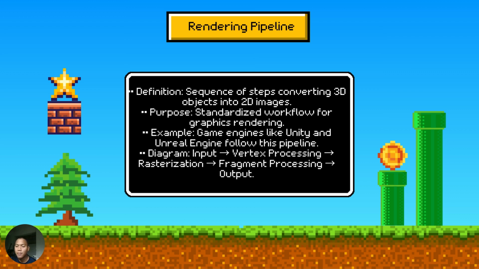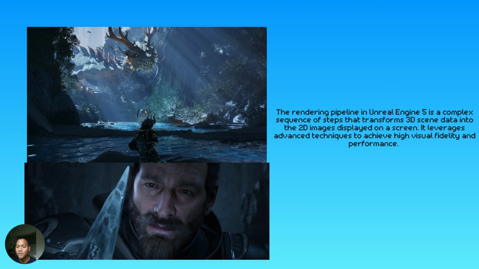So next we go to the rendering pipeline. The rendering pipeline is the step-by-step process of converting a 3D model into the 2D image that we see on screen. It includes vertex processing, rasterization, and fragment processing. A great example is Unreal Engine 5, which follows this pipeline to render cities and environments.